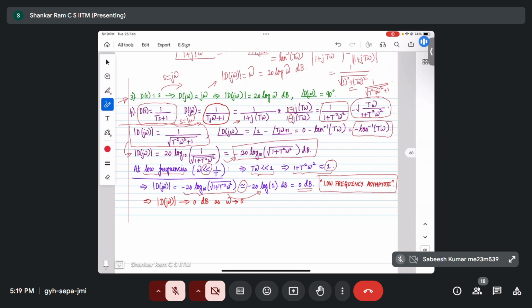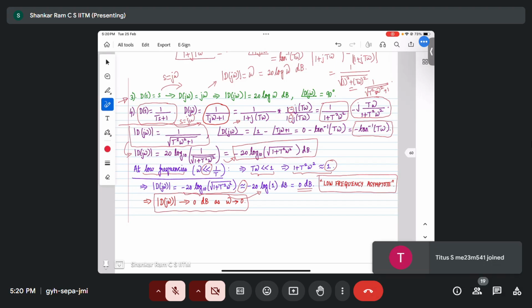So what this means is that the magnitude of D(jω) tends to 0 decibels as ω tends to 0. Okay, so that is the meaning of this particular next step. I hope it's clear. What is the low frequency asymptote? So let me repeat again.